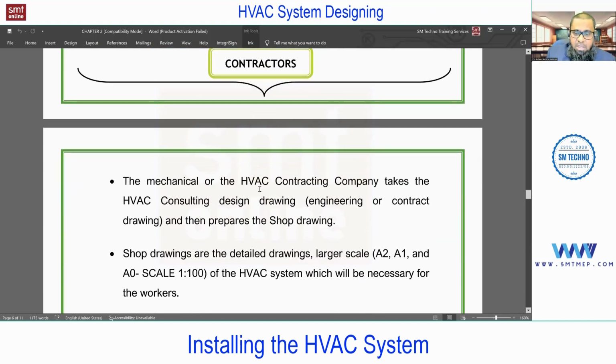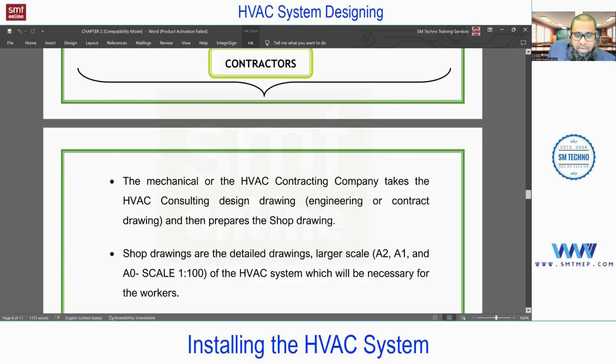You see the mechanical or HVAC contracting company takes the HVAC consultant design drawing, also known as the engineering or contract drawing. You can call this a tender drawing. The tender drawing from the consultant to the contractor, we can call that a tender drawing. Next, you'll find the term IFC also. IFC is issue for construction, or else we can call the detailed design drawing IFC, or what we can call the shop drawing. You can consider IFC as issue for construction, as per the case.